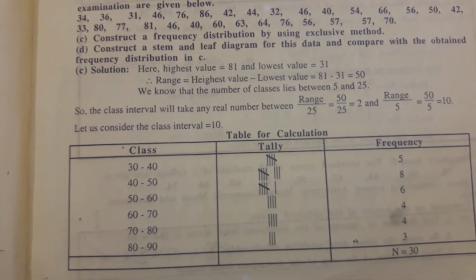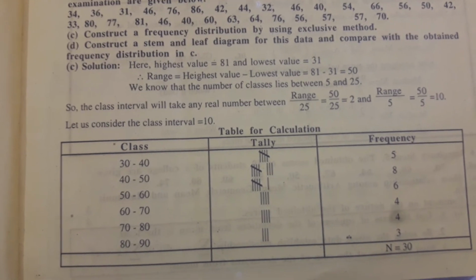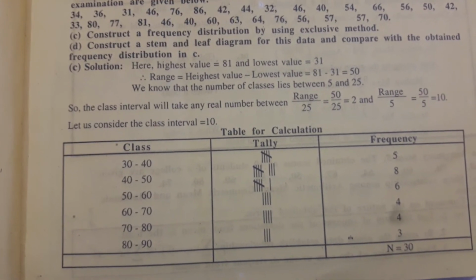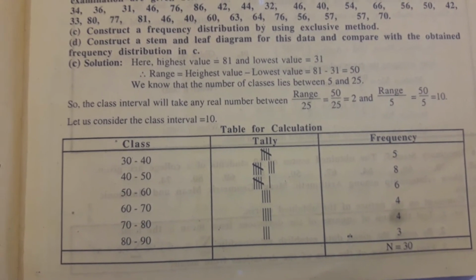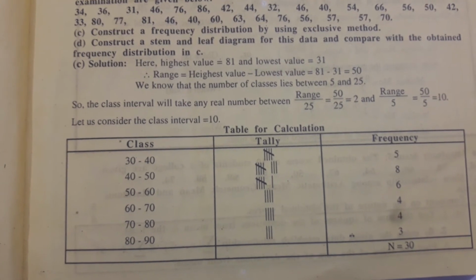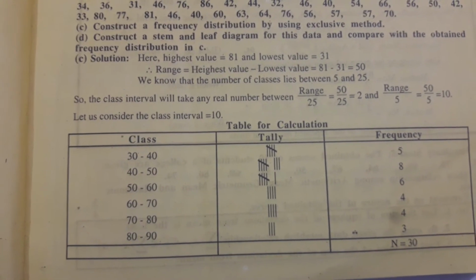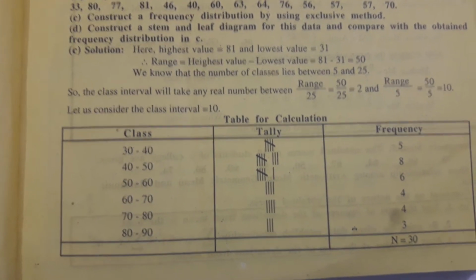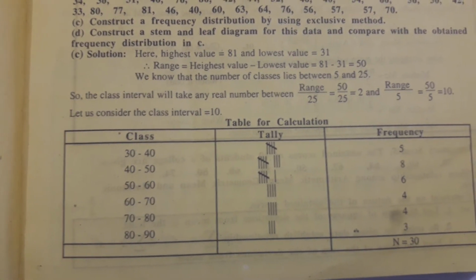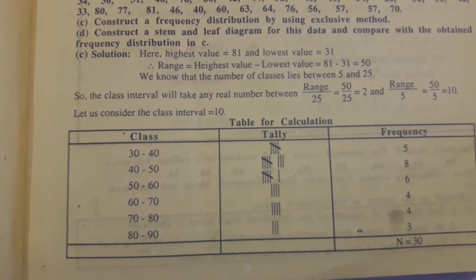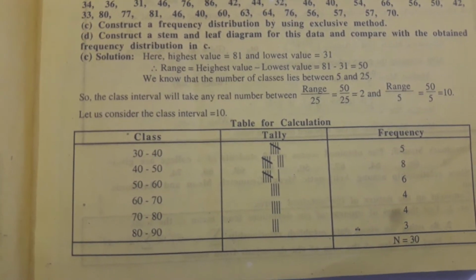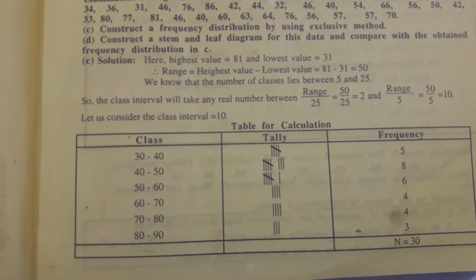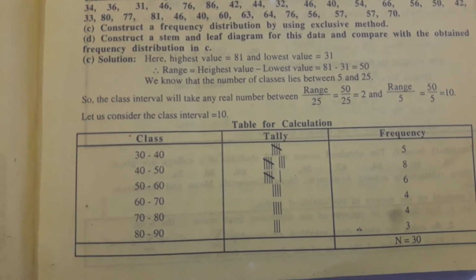Solution C. Here highest value 81 and lowest value 31. So range equals highest value minus lowest value, 81 minus 31 equals 50. We know that the number of classes lies between 5 and 25. So the class interval will take any real number between range by 25 and range by 5. That means 50 by 25 equals 2 and 50 by 5 equals 10. Let us consider the class interval equal to 10.